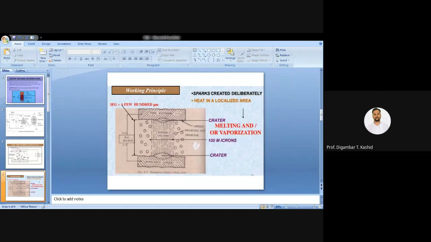deionized water is also used, but keep in mind that kerosene is used as a dielectric fluid in the case of EDM. You can see here the dielectric fluid, this one also, or here also. The tool and workpiece are both immersed. When the spark occurs, you will get the ionized channel, and that total ionized channel is your spark channel.